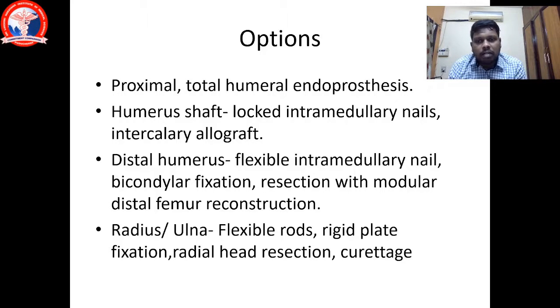In the humerus shaft you can go for a locked intramedullary nail with intercalary allograft. For the distal humerus, you can go for a flexible intramedullary bicondylar fixation of the plate. Also, if the joint is involved, you go for a resection with a model or distal femur reconstruction. For radius and ulna: flexible locks, rigid plate fixation, radial head resection, and curettage.